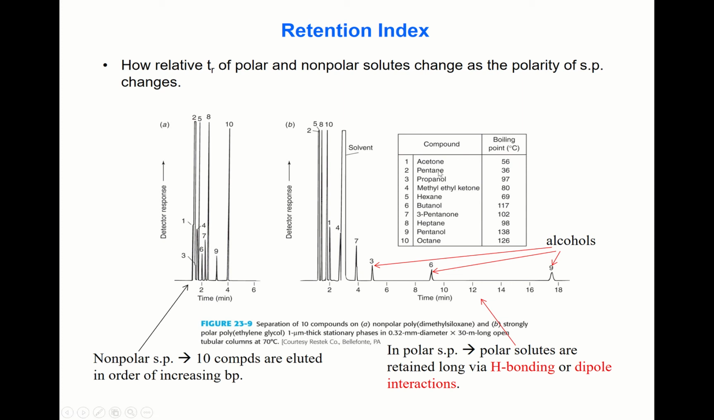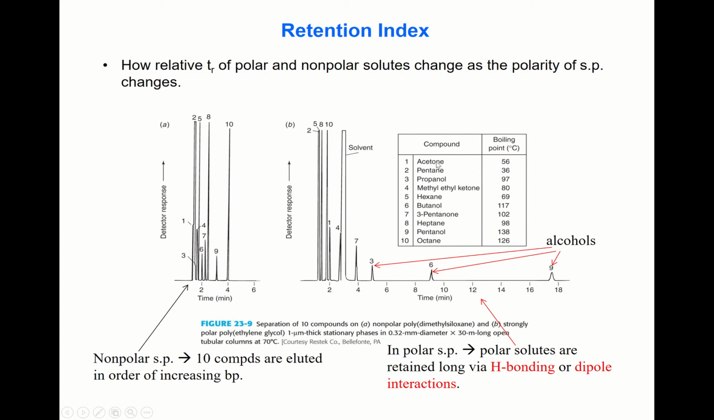And five also. Five is hexane. Pentane and hexane differ only by what? The number of carbons, by one. Then eight is heptane. They are all the same alkane, and 10 is octane. Then one is acetone. Acetone is a polar molecule.